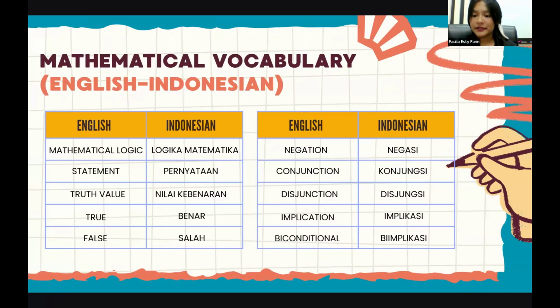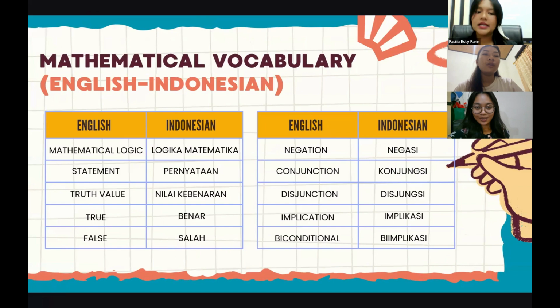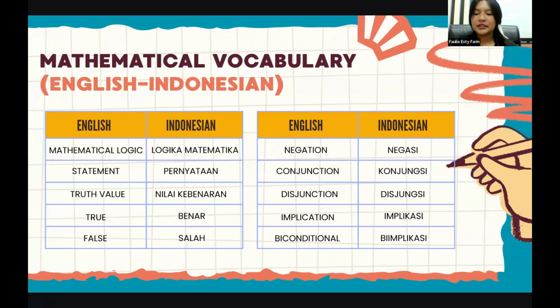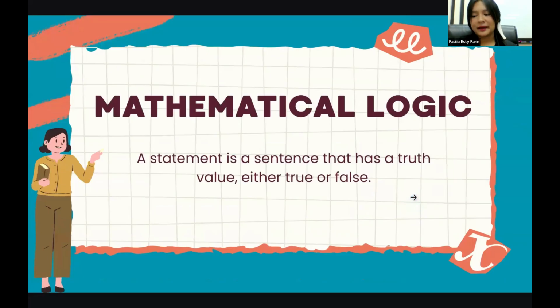I will say the word first and you can repeat after me. Okay, Miss. Mathematical logic is logika matematika. Statement is pernyataan. Truth value is nilai kebenaran. True is benar. False is salah. Negation is negasi. Conjunction is konjungsi. Disjunction is disjungsi. Implication is implikasi, and then biconditional is biimplikasi. Good. Now, let's start with the main concept.